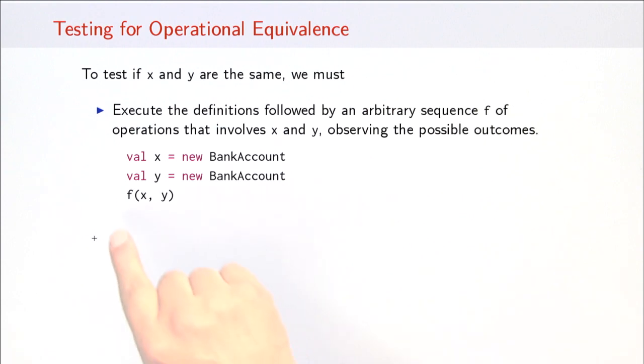Let's call this sequence of instructions f, and we say f of x and y because it can access both x and y. That was one part of the experiment. We create two bank accounts, and we do some things with them. What we do is arbitrary. We have the full choice of operations that we can use in the experiment.